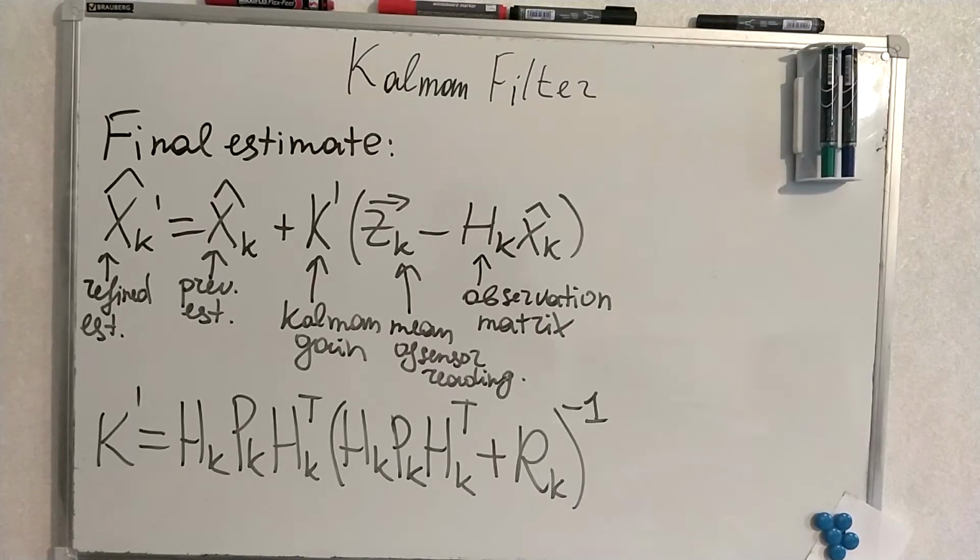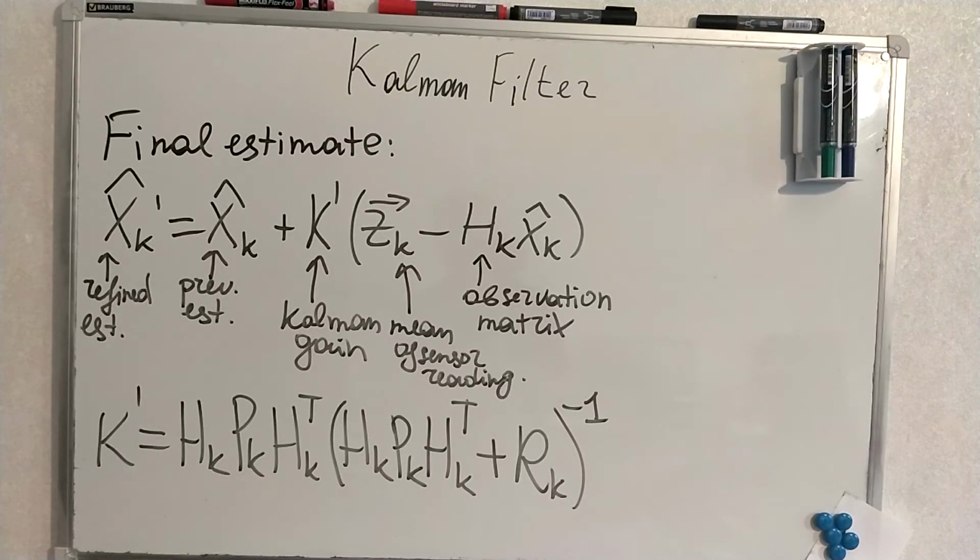Some words about innovation, it's Zk. It's how accurately the estimate describes the measurements. If very bad, the innovation is very high and will correct the estimate more. If very good, the innovation is small and will not correct much. Actually, it's just the difference between the estimate and the measurements.